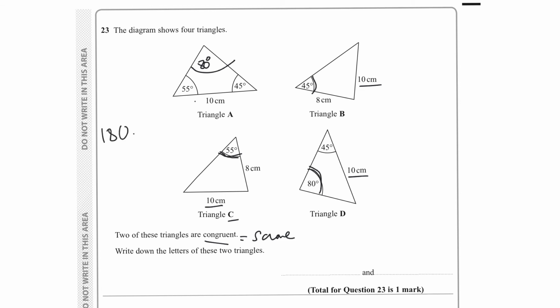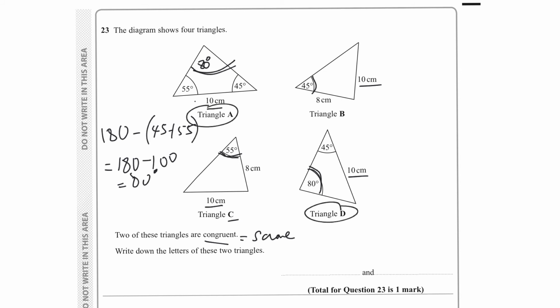So we're going to do 180 minus 45 plus 55. 45 plus 55 is 100, so 180 minus 100 is 80 degrees. So we can confirm that's the angle. The only one with 10 centimeters and 80 degrees opposite is our D. That is the easiest method I could give you to work out these congruent triangles. So the two answers are going to be A and D.